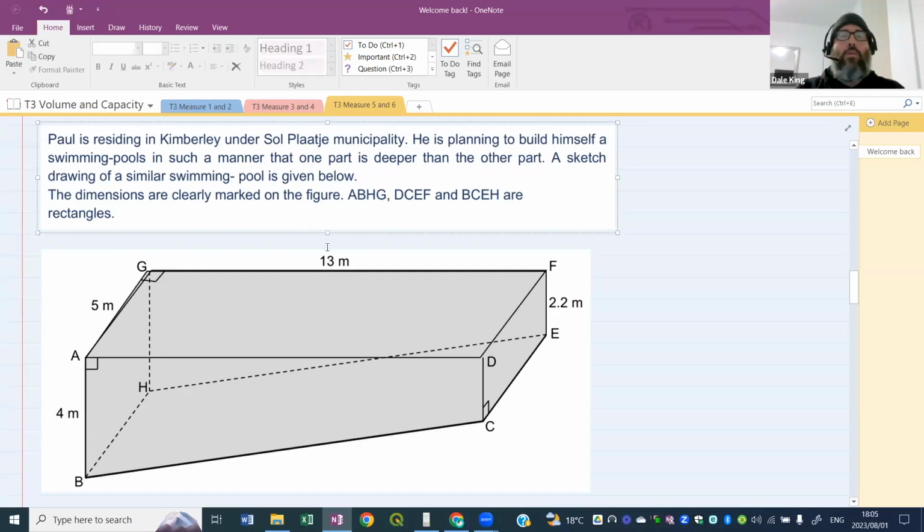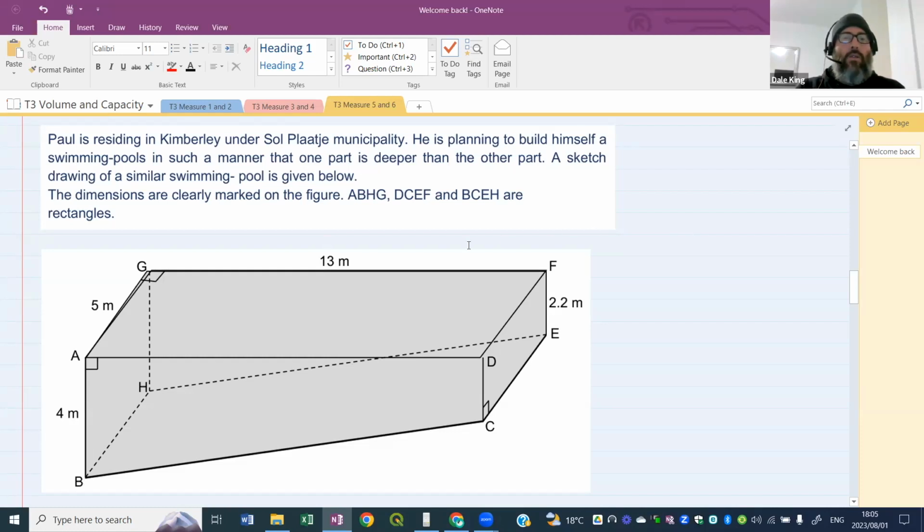All right, but this guy Paul is in Kimberley. He wants to build a pool, which is fine. He's in this municipality. He's planning to build himself a swimming pool, where the one part is obviously deeper than the other, which is the norm for swimming pools. The sketch of the drawing is given below, and the dimensions are marked on the figure.